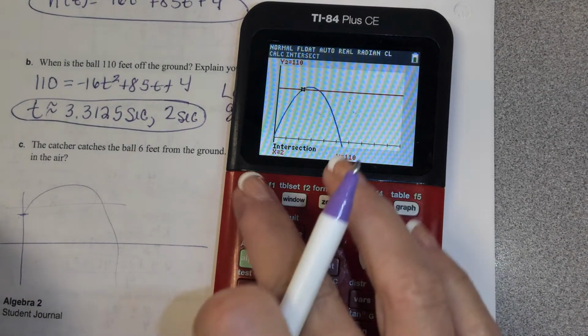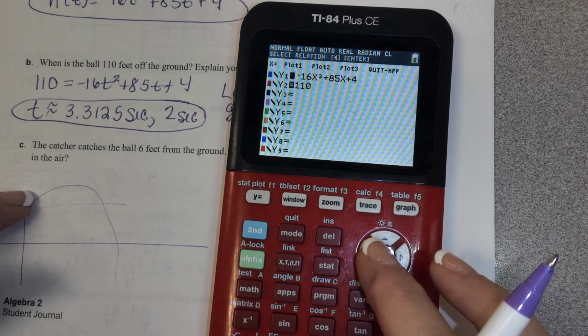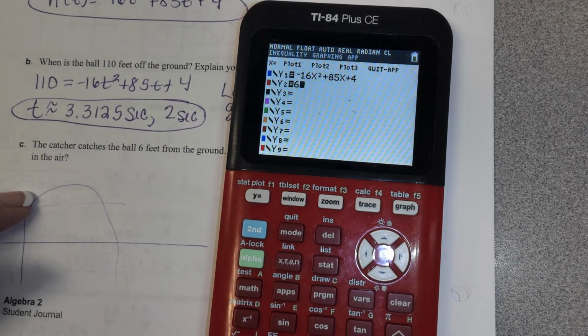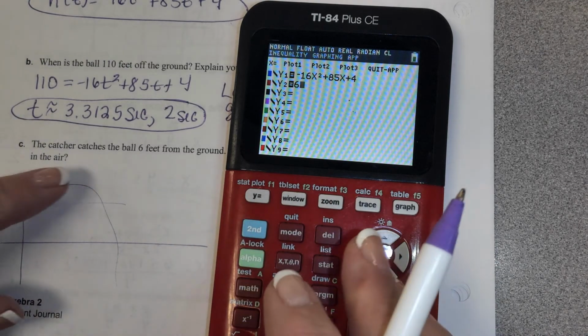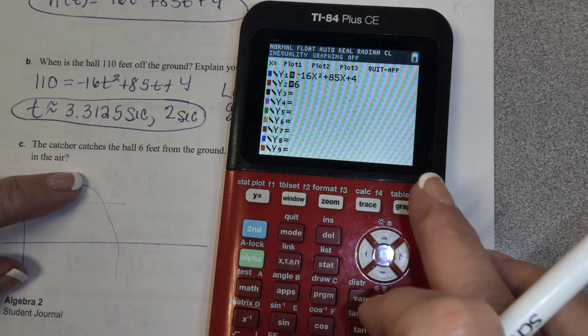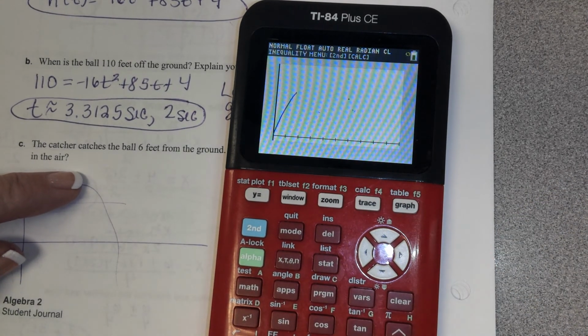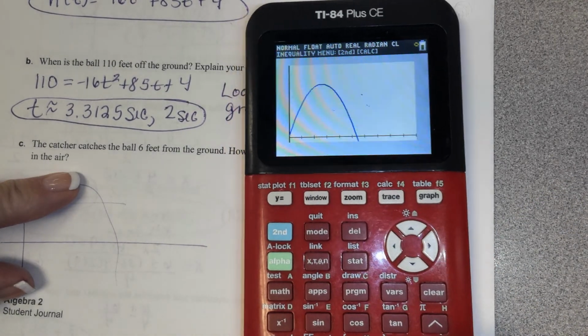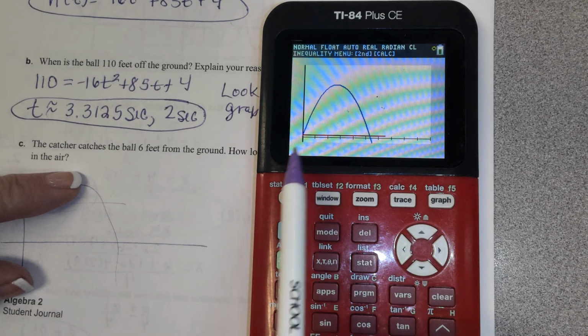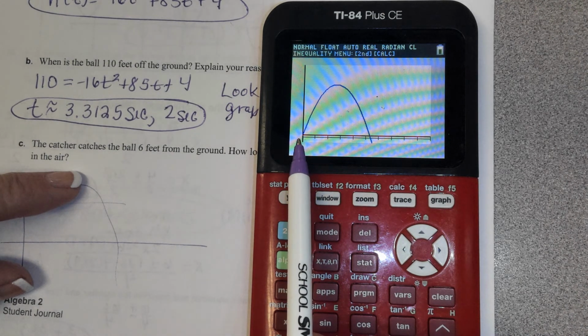Okay, let's see what this is. So I'm going to have to change this now to 6. Let's get rid of that. Because now I want to know, when is the ball's height 6 feet? So I'm going to graph it again. 6 feet is going to be pretty low, but that's okay. Kind of hard to see it.